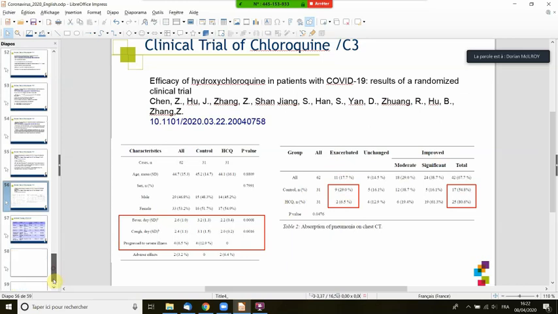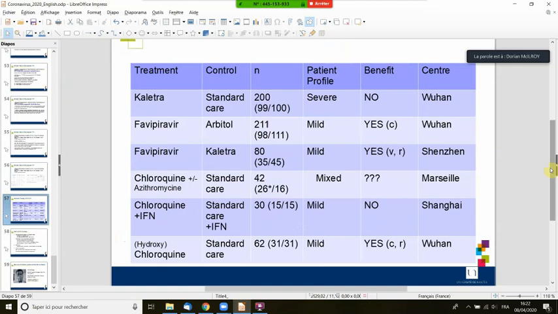So where are we as far as therapies going? This is the table of all the papers I've seen so far of actual clinical trials of these different drugs. Kaletra, probably the best study in severe patients, no benefit. Favipiravir, 2 small clinical trials in patients with mild symptoms, both giving a positive result. Chloroquine plus or minus azithromycin in Marseille, I give my summary of this, I don't think we could really tell whether there's been a benefit or not.